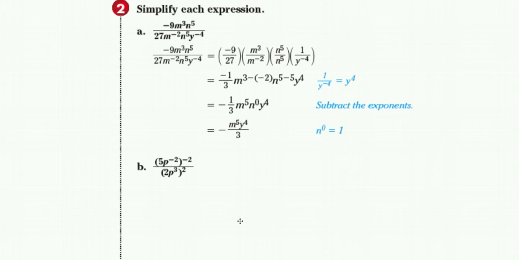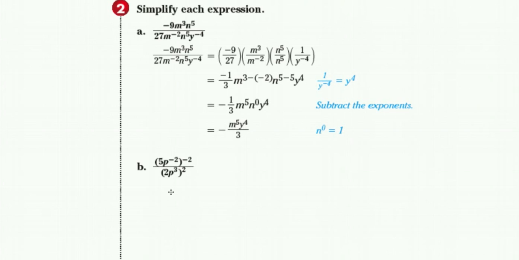Why is that the simplest form? Because we don't have a common base anymore, and all fractions are in simplest form. And we don't have any negative exponents. So let's take a look at letter B and let's see how we can simplify this expression.